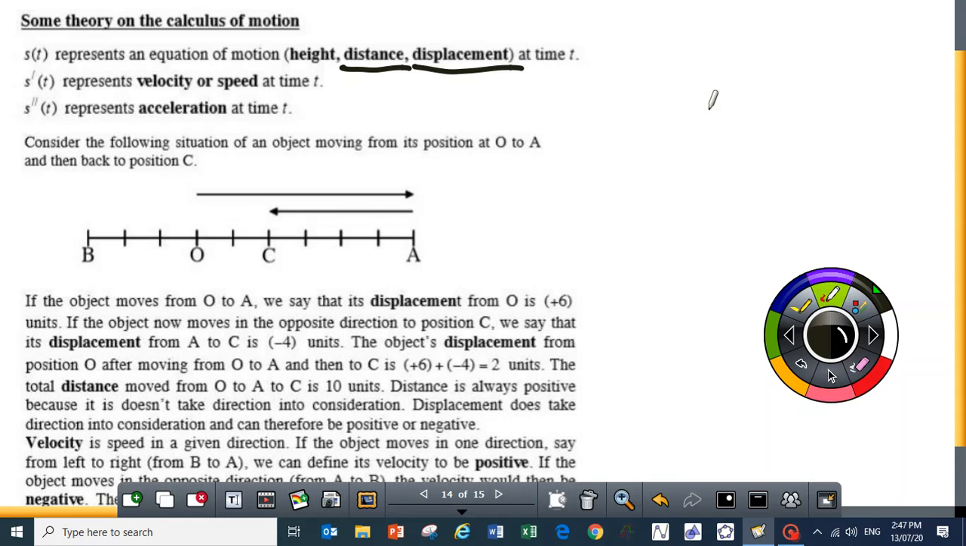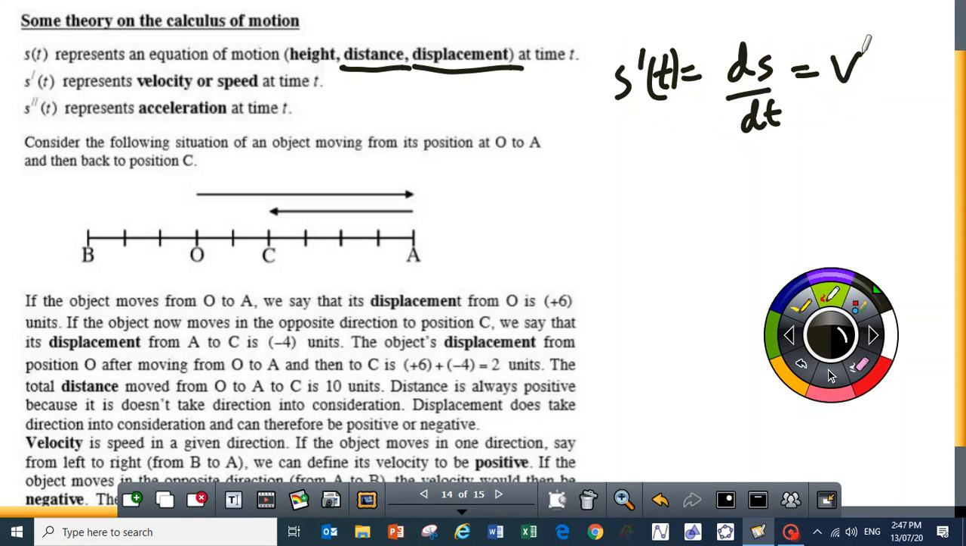Then the second derivative is your acceleration. Now, you also need to be aware that acceleration is a rate itself. So if I connect what we have there, s prime of t means ds over dt, and that's the velocity.